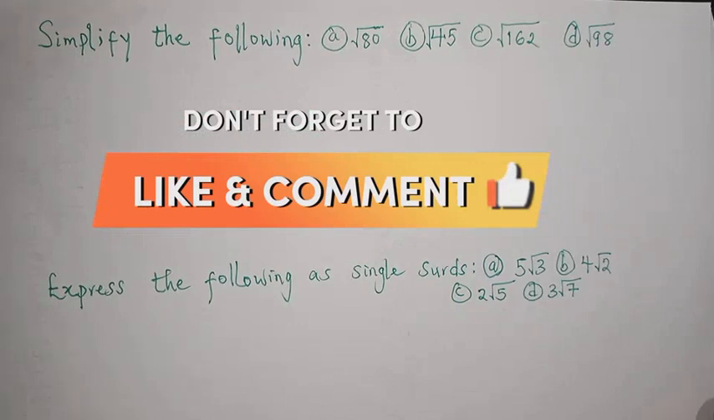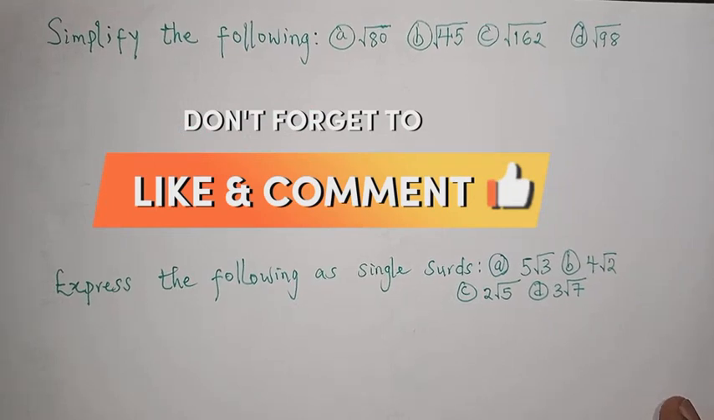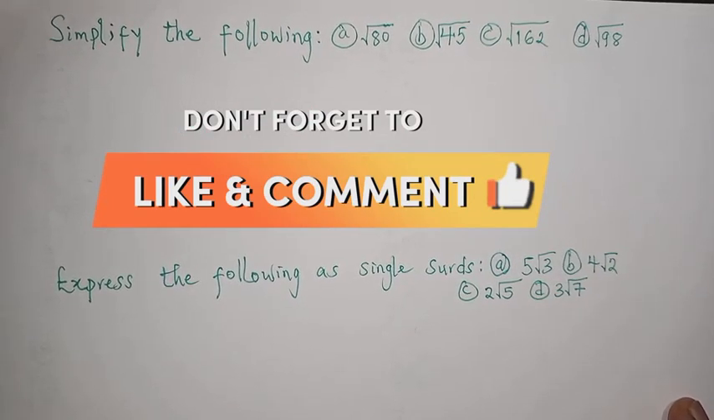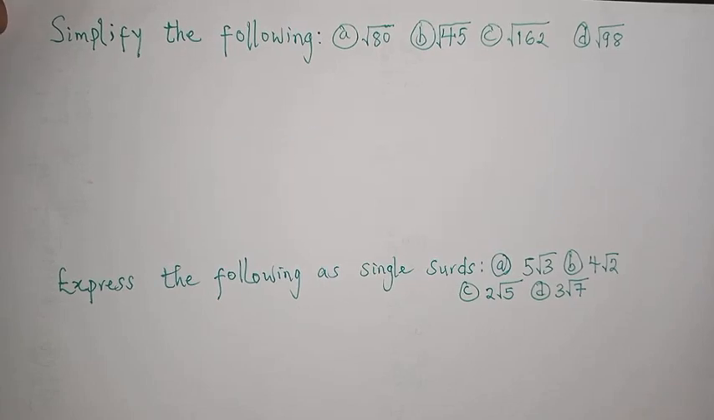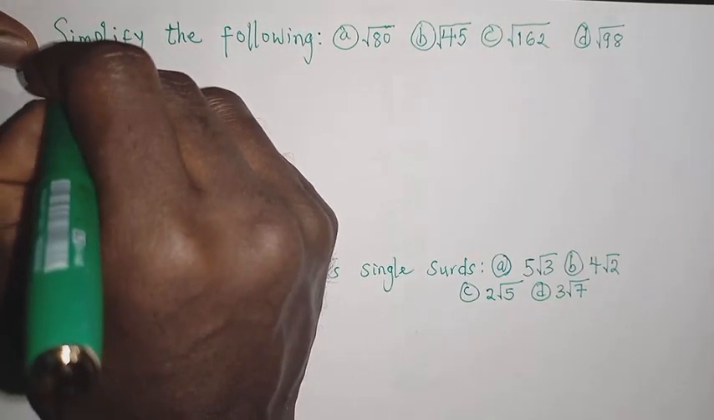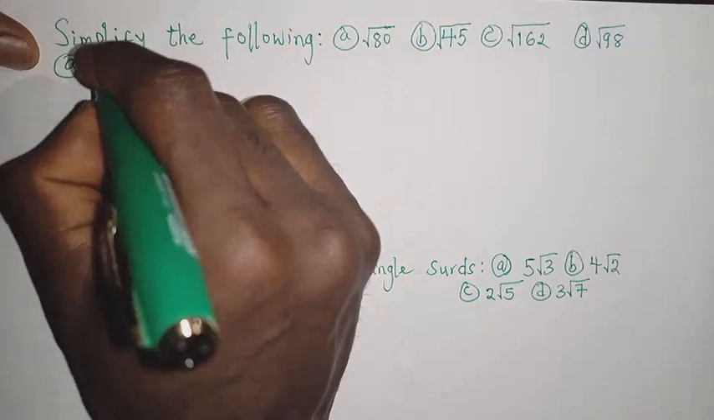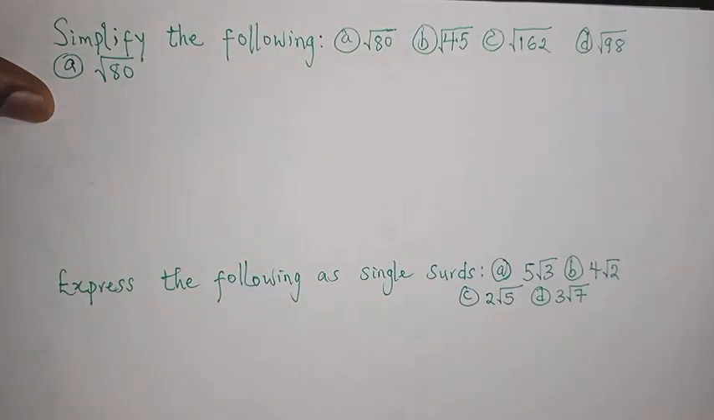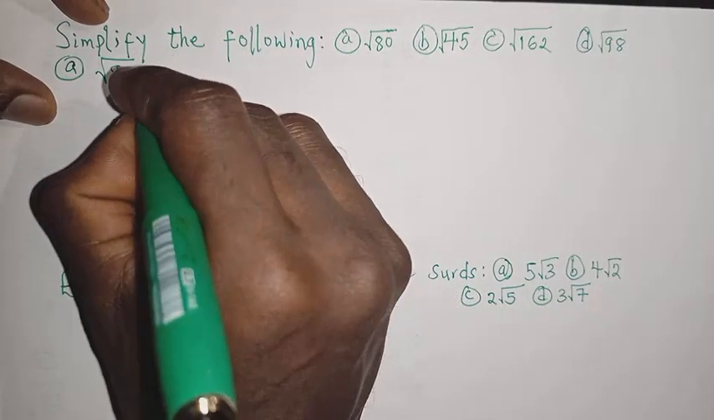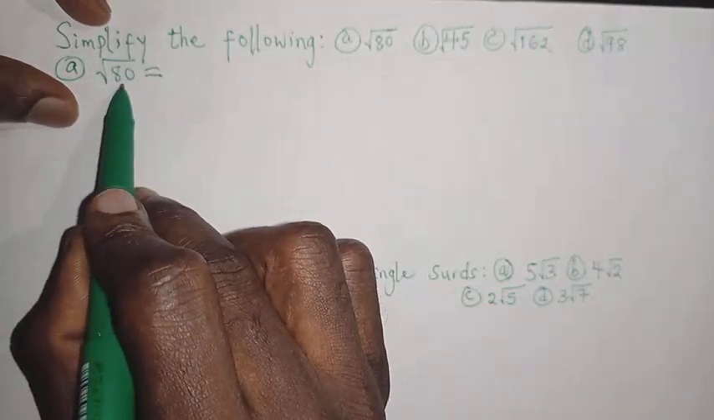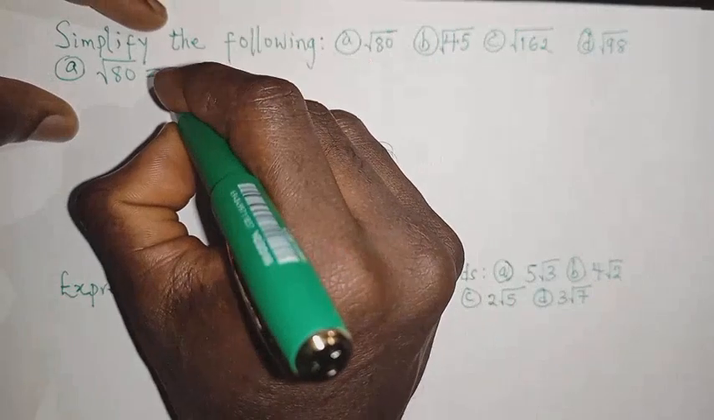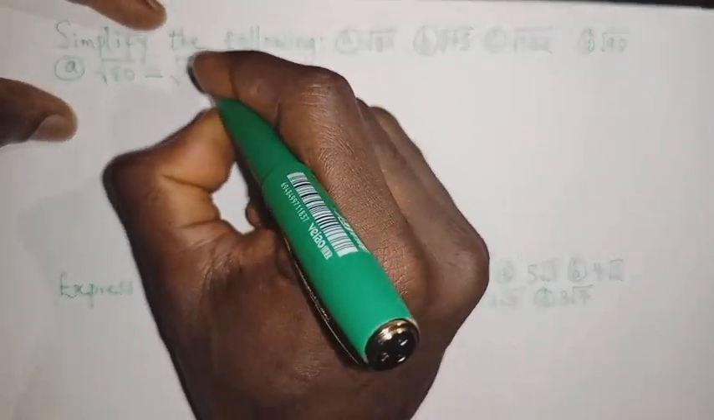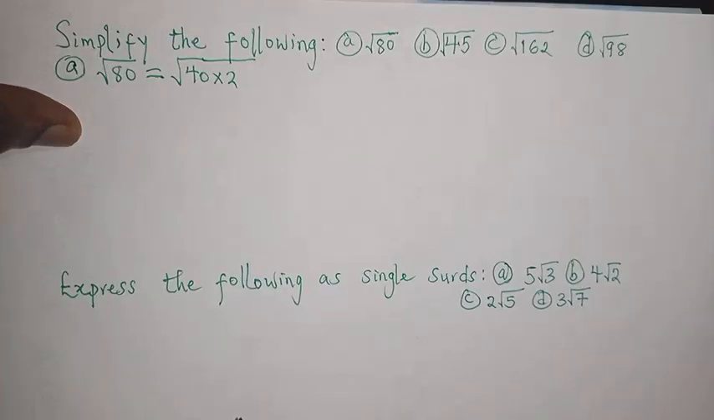All right, so we have a problem before us. It says simplify the following. We have the square root of 80, and we want to simplify that. So let's start with that. Part (a), we have root 80. Now, what am I going to do? I want to simplify that. You see that root 80 can be broken down into root 40 times root 2, because 40 times 2 gives me 80.